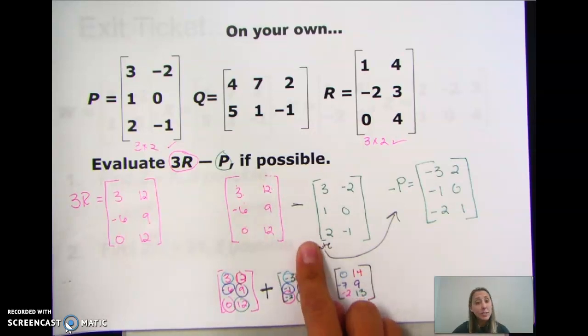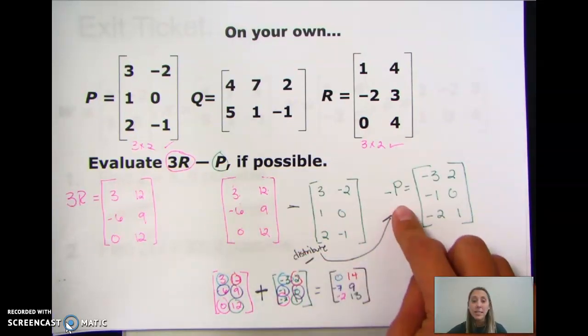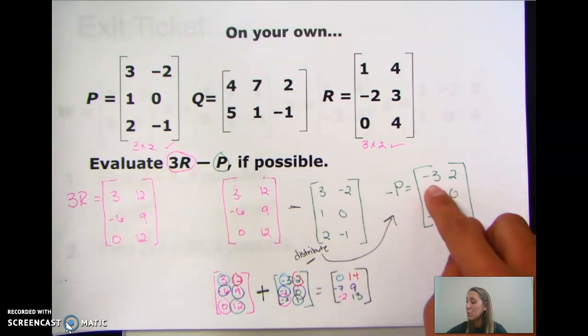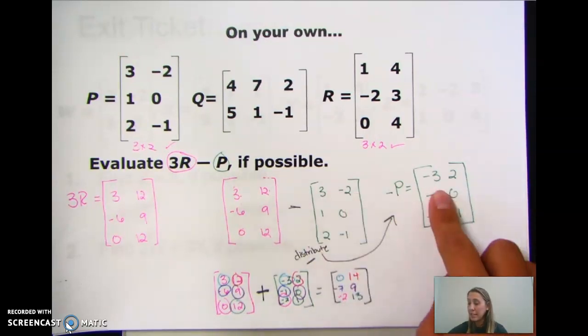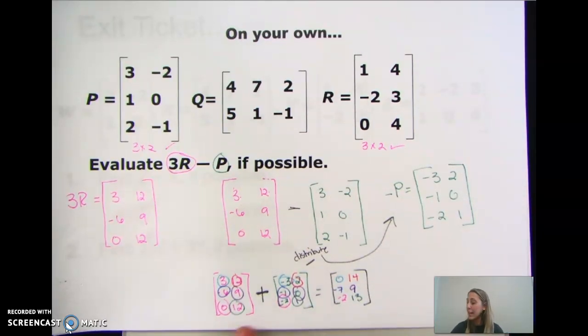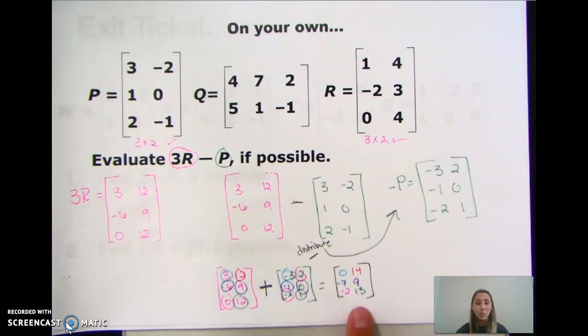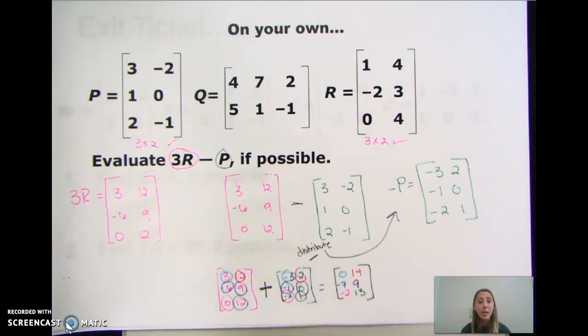Well, now I have to distribute the negative. So this is that step I was talking about in the last slide. So I have to distribute the negative. So that's what I did here. So negative P. So then I multiplied everything by negative 1. So everything in here by negative 1, and this is what I got. So now I can turn this into an addition problem. And I get this plus this matrix equals this. So go ahead and try that on your own.